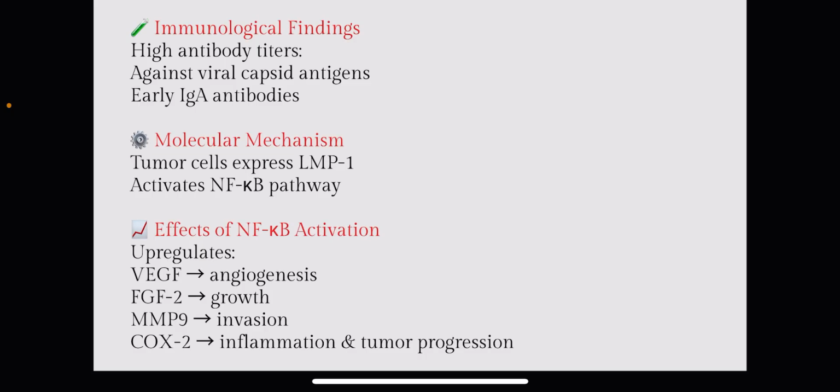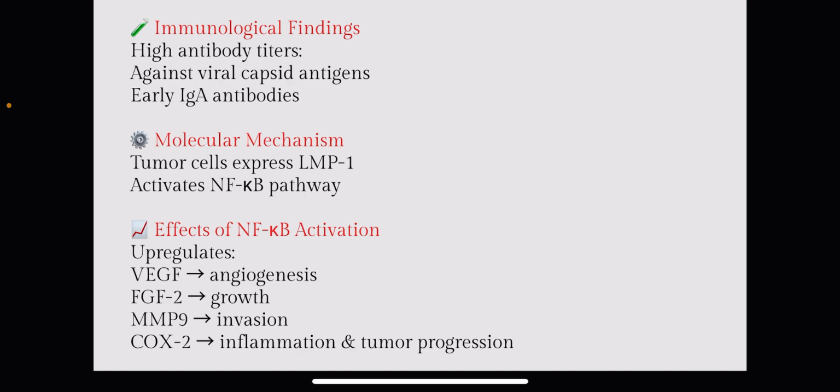Now let's see the immunological findings. High antibody titers against the viral capsid antigens are seen. That is, early IgA antibodies are prominent. The molecular mechanisms are: tumor cells express LMP1 and activate the NF-κB pathway.